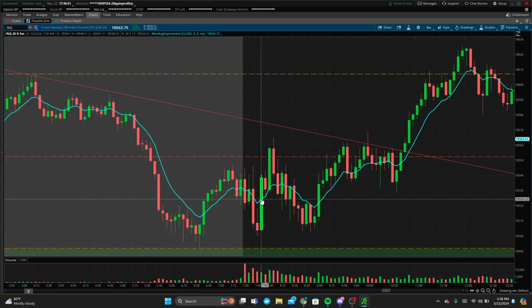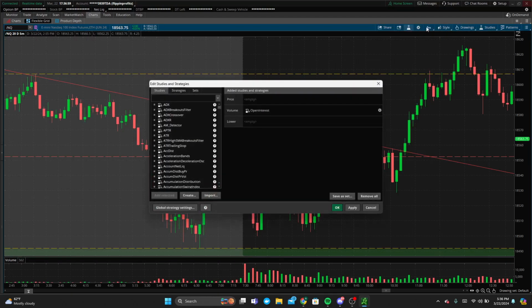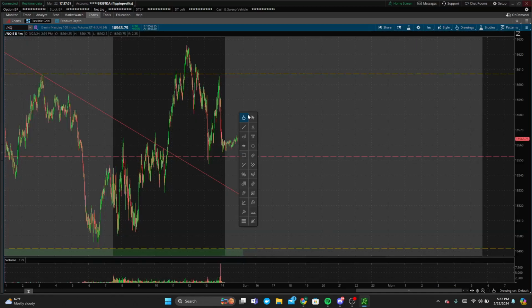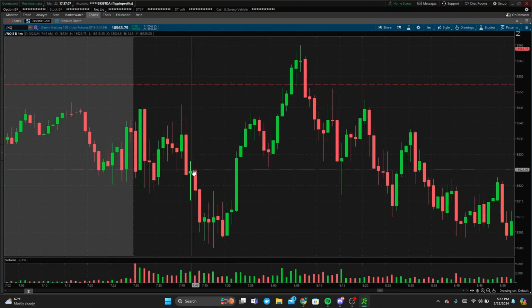So I risked about $15. I'll remove this EMA and we'll take a look at where my stop loss was and where my target was. Take a look. So my stop was above this swing high here. And my entry was right in this area, right around 18,520. So I had about a 5 point, it was a little over, I think it was like a 7 point stop. And my target was, like I said, low of day.